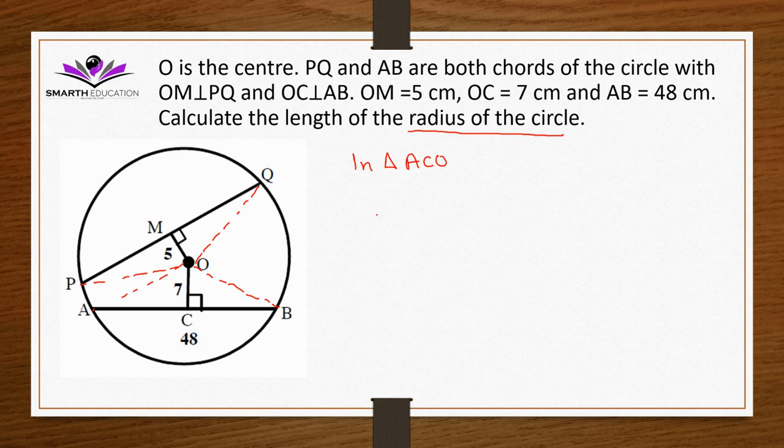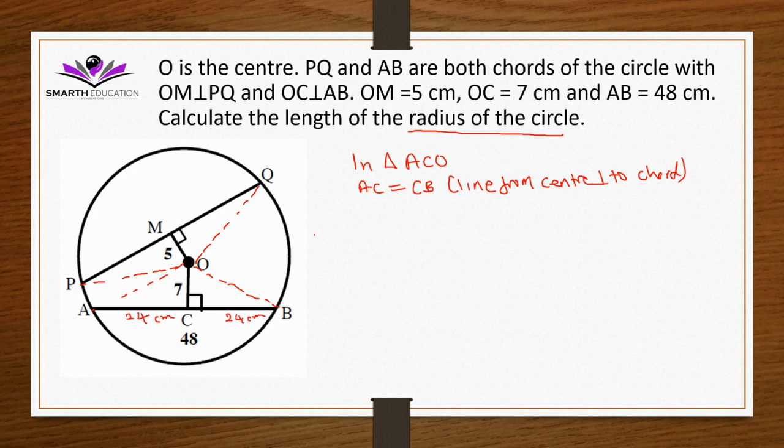In triangle ACO, we can see that AC is equal to CB. Remember that, okay? AC is equal to CB, right? Because it's a line from the center perpendicular to the chord. Okay, see that? So meaning that AC is going to be half of 48, which is 24. Is it centimeters? Yes, centimeters. And then here, 24 centimeters.